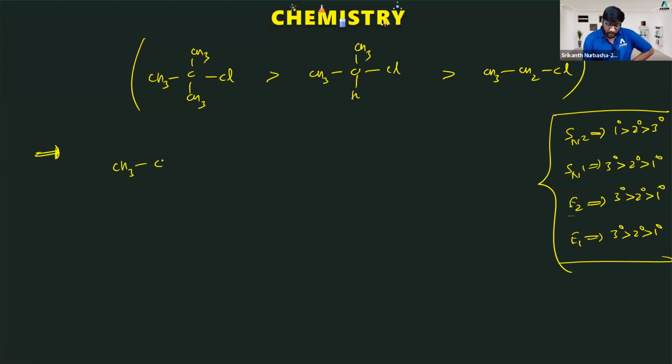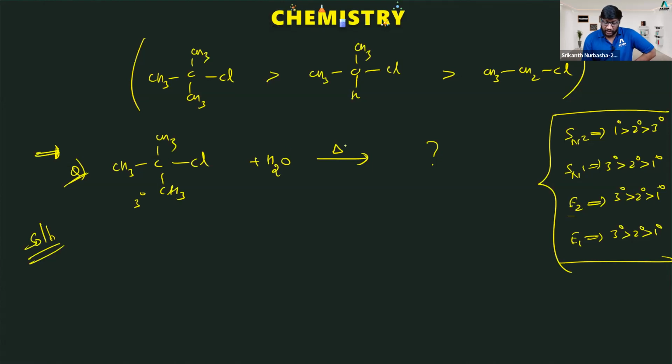(CH3)3C-Cl plus H2O in the presence of high temperature forms what? Solution goes like this. First, the alkyl halide: what type of alkyl halide is given? A 3 degree alkyl halide, with H2O. Water is a weak base. I am taking water as a base, not as a nucleophile, because the temperature condition is mentioned, so I have to do the elimination only, not the substitution. If I do not mention temperature, you have to do substitution. Substitution can also occur, but at high temperature only elimination will occur.